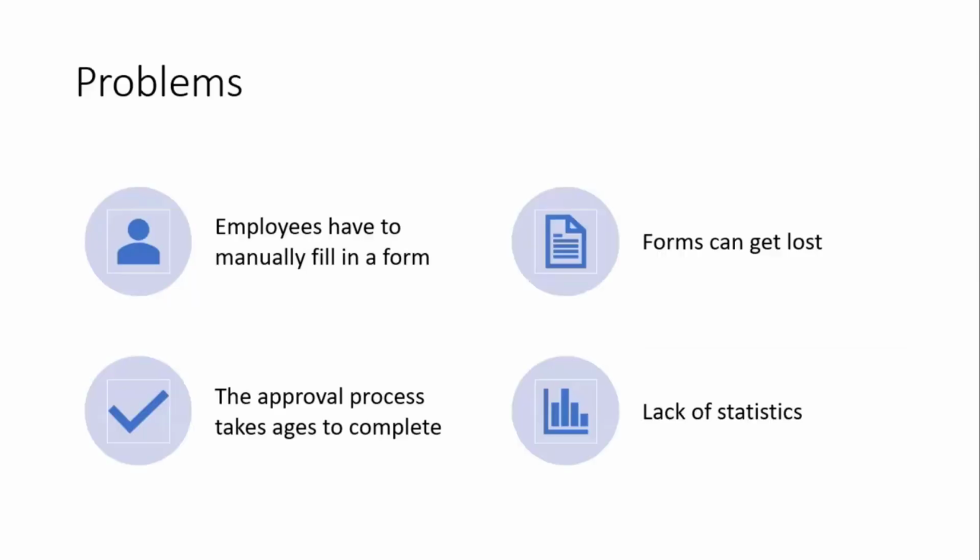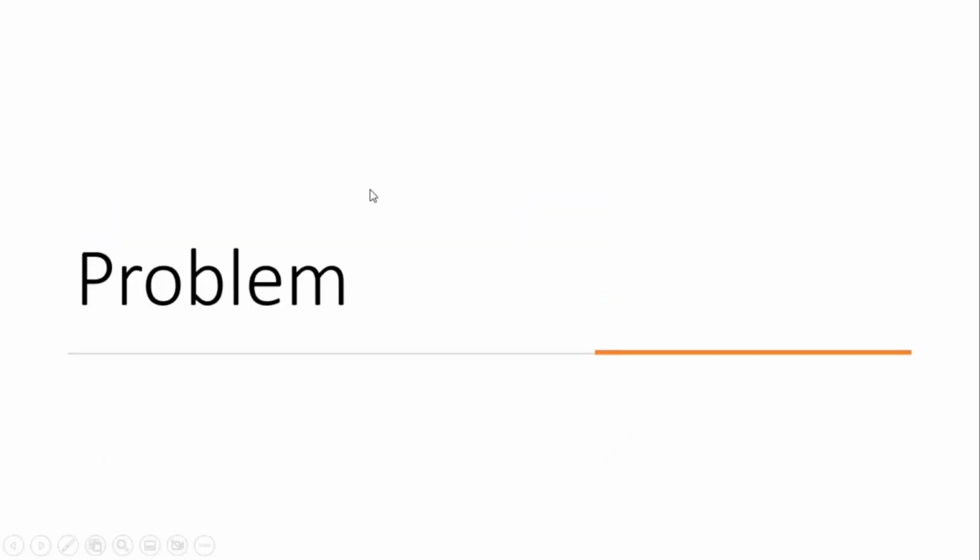So the problem I had was to automate an approval flow for training requests in a company. The problems faced with this company: employees had to manually fill in the form, or forms could get lost. The approval process could take ages because the approvers would sometimes even forget to approve those requests. And lastly, lack of statistics, because the data was just on paper. It was hard to get an overview of how many training requests were made in the company.